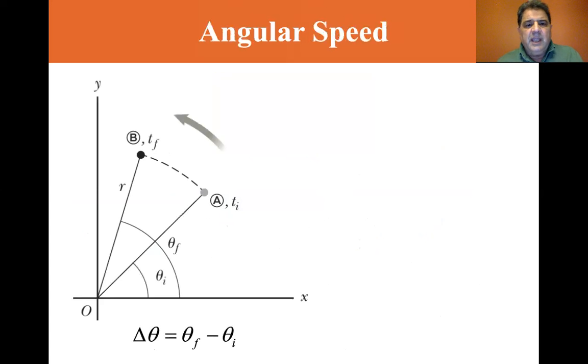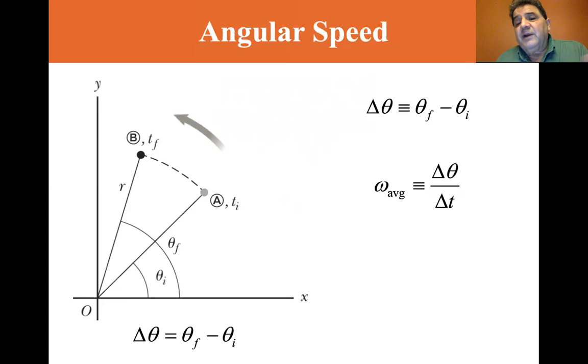So here is angular speed. We can look at, there's a theta final and a theta initial. Now, remember when we were talking about linear speed, we were talking about the delta x over delta t. Well, here it's going to be delta theta. Since theta is angular position, angular speed is delta theta divided by delta t.